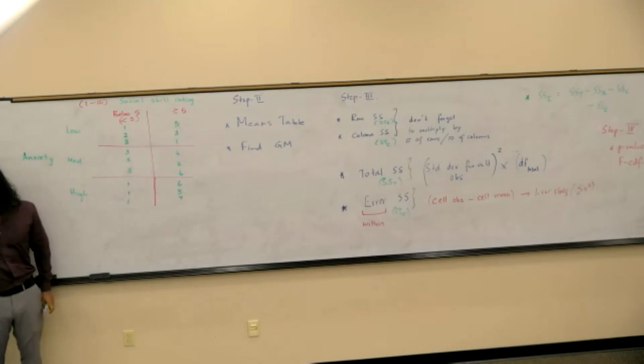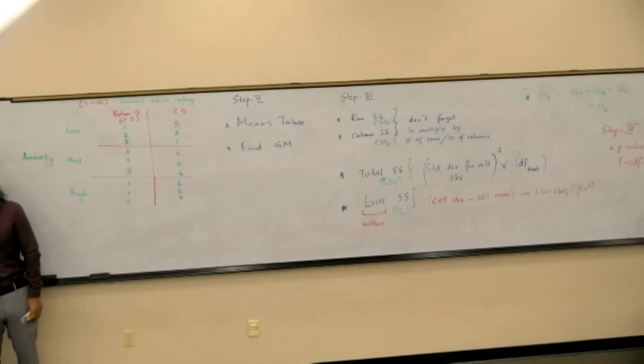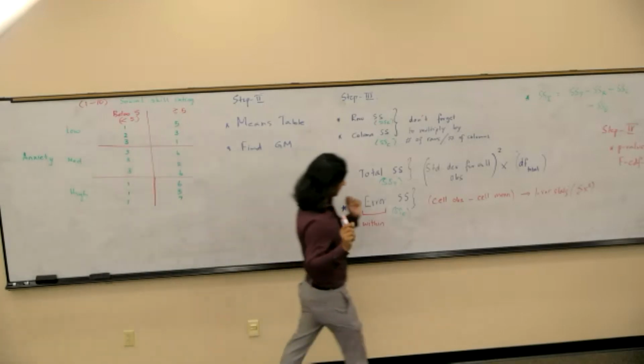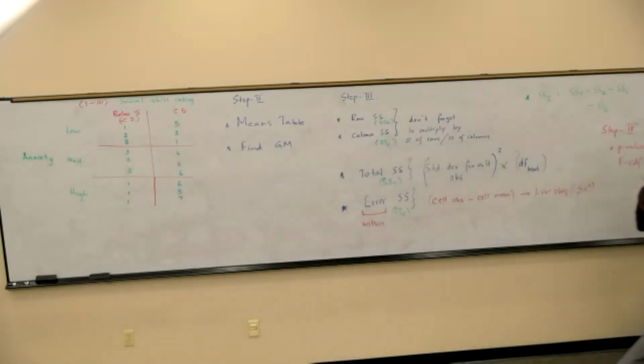Every cell has the same number of observations. Agreed. Every row has the same number of observations. Agreed. Every column has the same number of observations. Agreed. So try to do the process that we did today for this example. I will start here, do a couple more things, and we will be done.